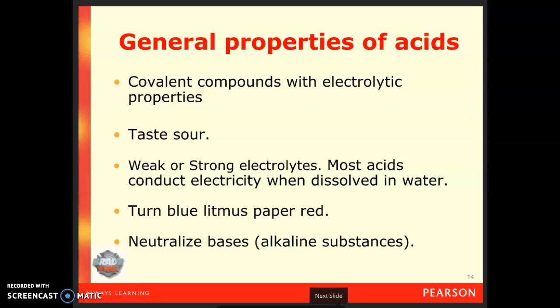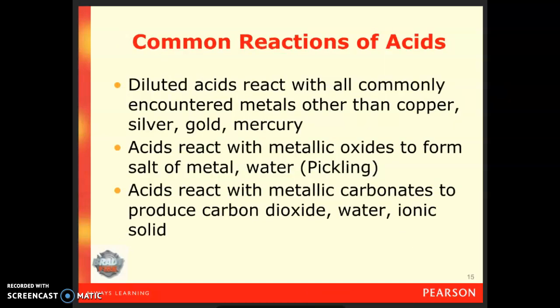Now let's flip it around and look at some common reactions. Now, we know that acids are capable of reacting with skin. We know that they are capable of reacting with metals. What kinds of metals are they capable of reacting with? Well, pretty much every metal. There are some exceptions in there. Copper really only reacts with strong nitric acid. Otherwise, it doesn't really react at all.